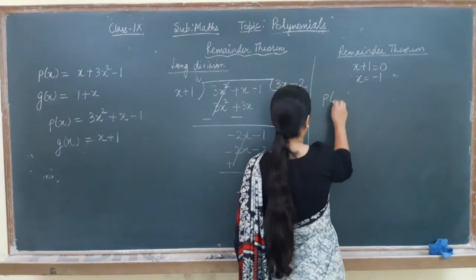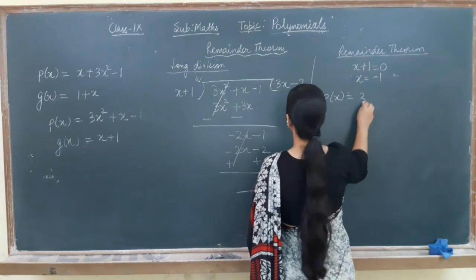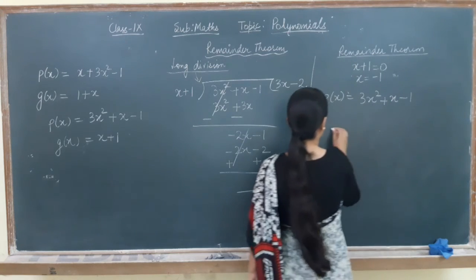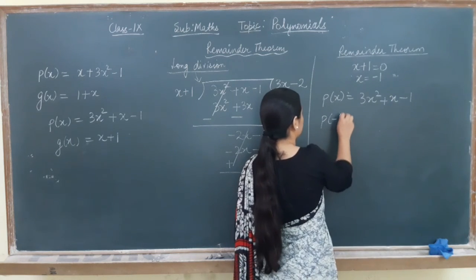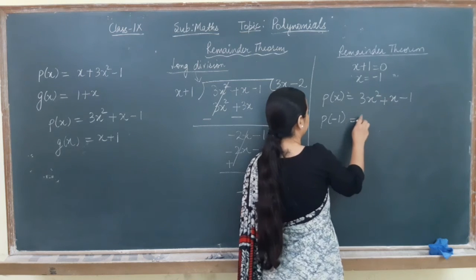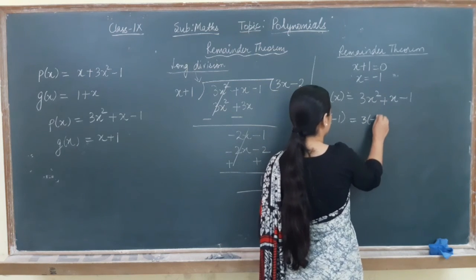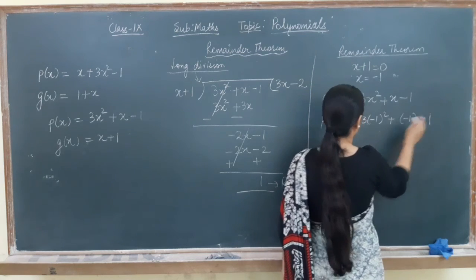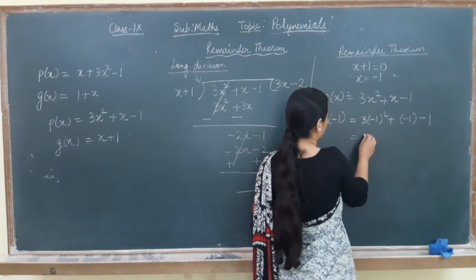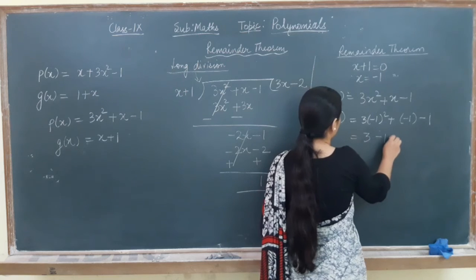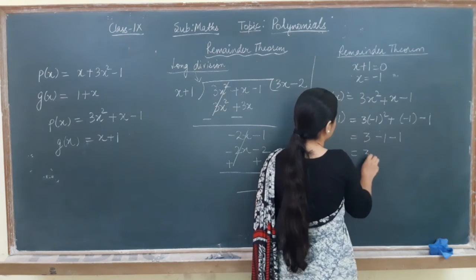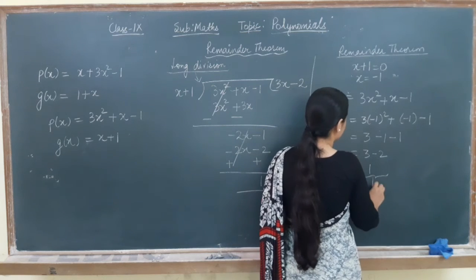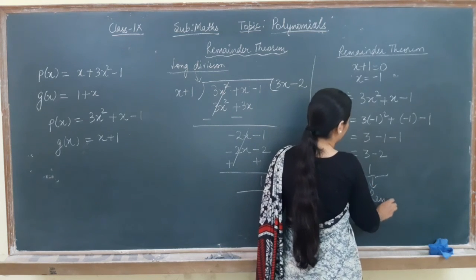Then I have to put this value in the given polynomial. That means p(x) was given to us 3x square plus x minus 1. So I need to find out p of minus 1. Fine. 3 of minus 1 square plus minus 1 minus 1. So it will be 3 into 1, 3 minus 1, that is 3 minus 2, and 1. So this 1 is my remainder.